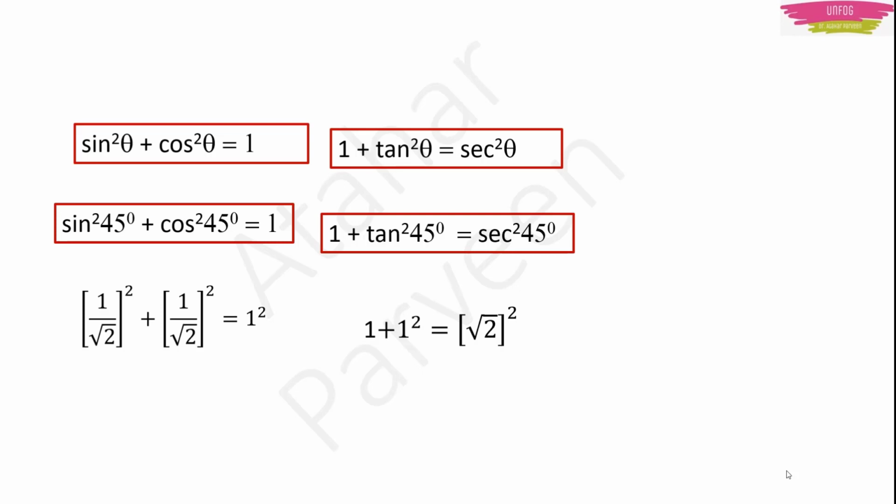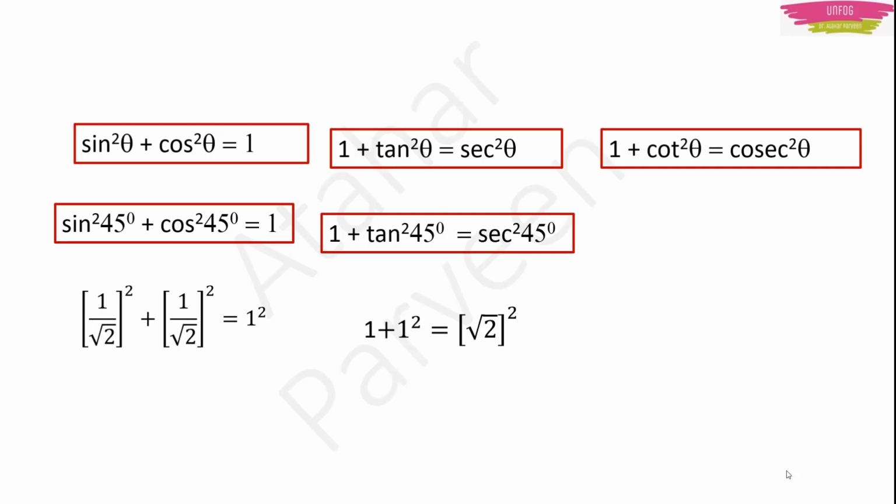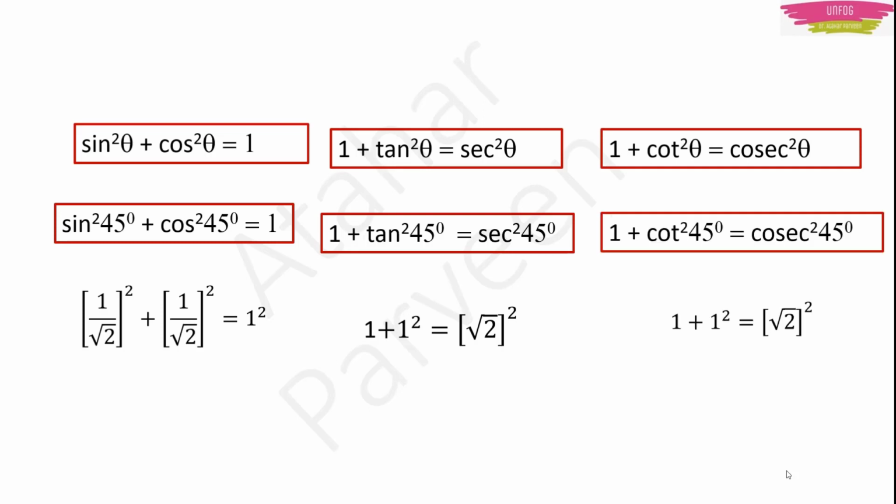Okay. Another important identity: 1 plus cot square theta is equal to cosecant square theta. In the same way I can prove it for this also. Your left hand side will be equal to right hand side. So these three identities are important. Okay.